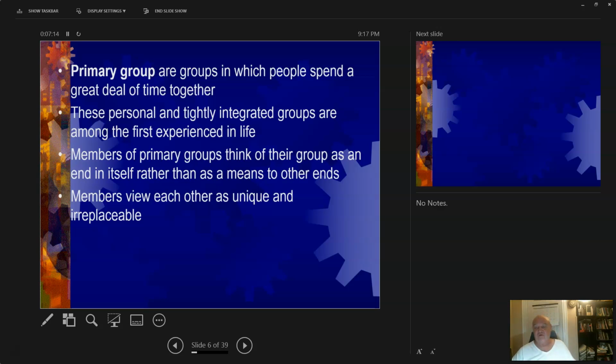Members view each other as unique and irreplaceable. Much as you might not like your family member, right? Nevertheless, they're still your family member. That cousin of yours who you don't really like is still your cousin. Okay, so, irreplaceable.